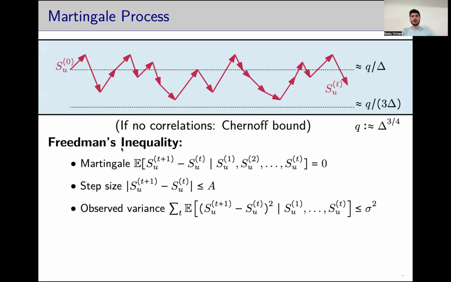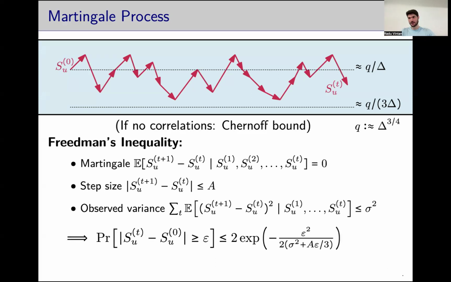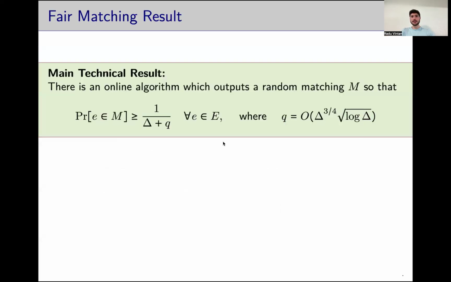There is Freedman's inequality, which says that if you have a martingale and you prove some properties regarding its step size and its observed variance, which in our case are quite easy to bound, then you will have Chernoff-equivalent concentration. Because this is not too hard to do, we are able to use this inequality to argue that this scaling factor will not deviate too much from its initial value. And setting Q appropriately will just yield the result. And this is how we obtain our online fair matching algorithm guarantees, which are good enough.